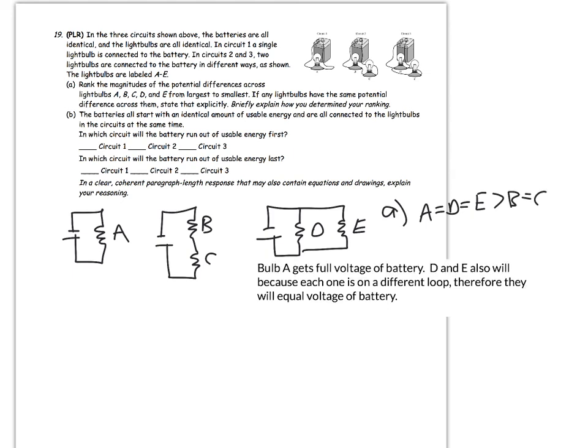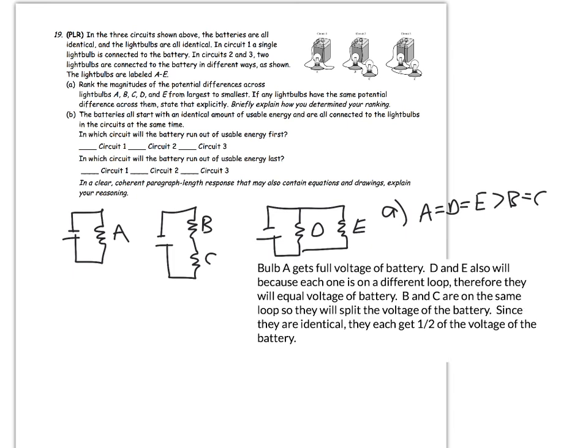In terms of an explanation, I would start by saying that bulb A gets the full voltage of the battery. It's the only bulb in that circuit. D and E will also get that full voltage because each one is on a different loop. Therefore, they will be equal to the voltage of the battery. B and C, on the other hand, are on the same loop, and so they're going to split the voltage because they're identical. Each one will get half the voltage of the battery.